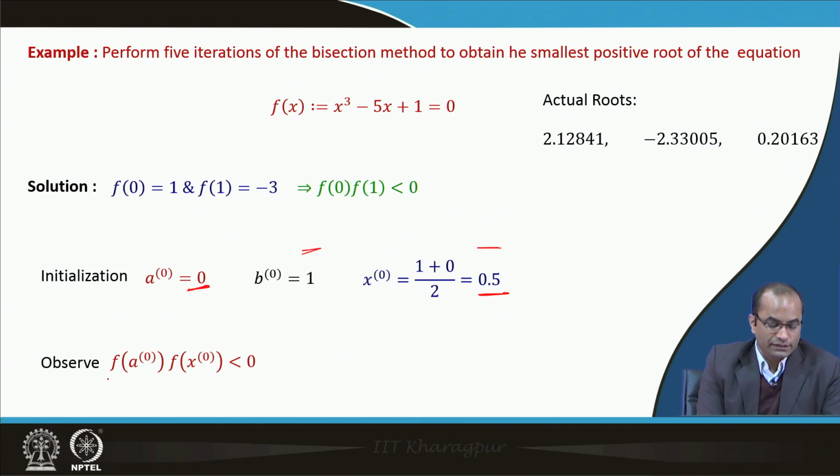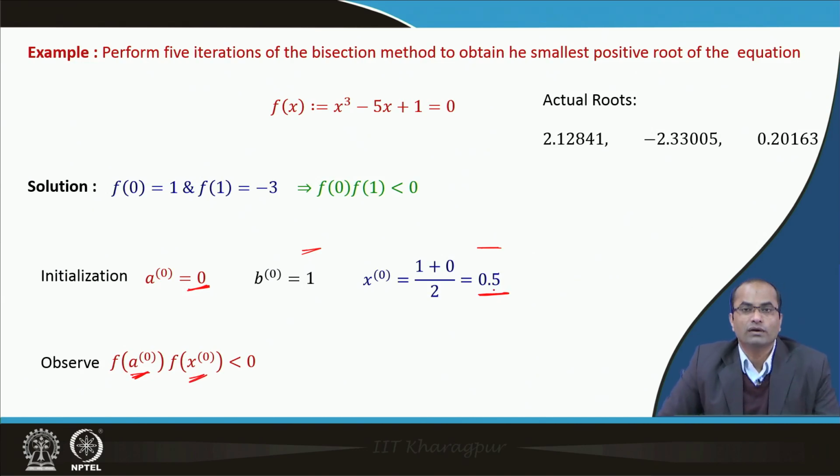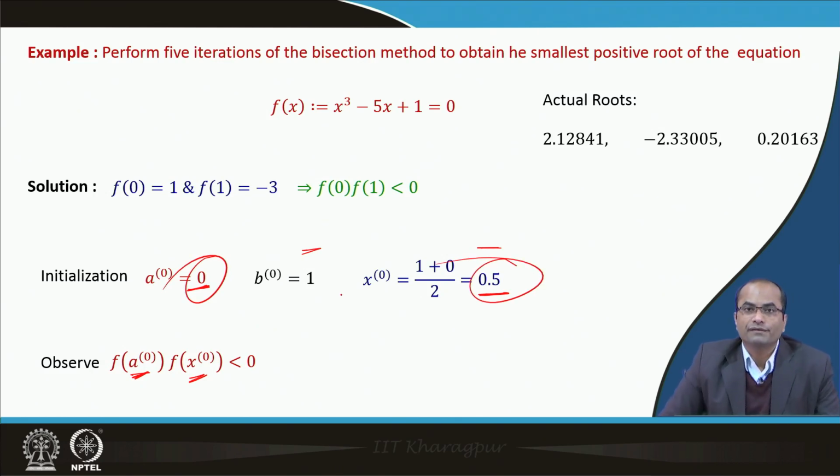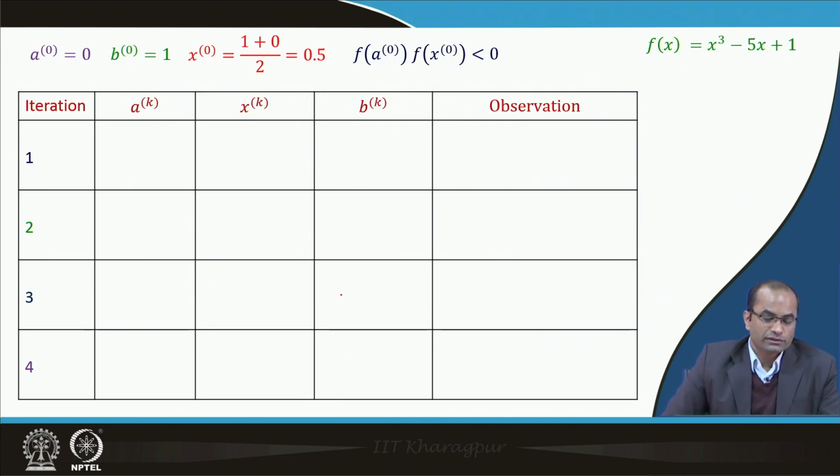So, we have to check the condition. In this case we observe that f(a0) times f(x0) is less than 0, that means the root lies between 0 and 0.5. This is the way we will find the next interval. So, let us go with the iterations.